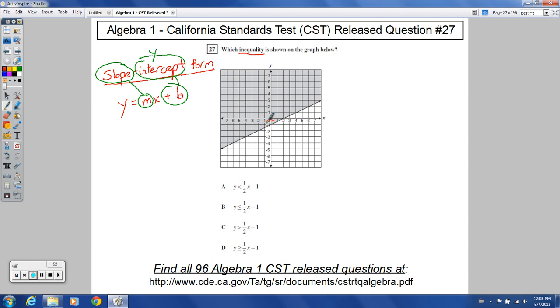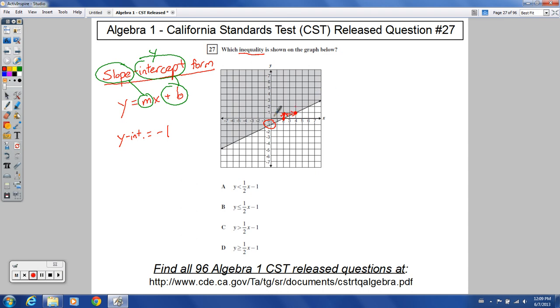Right here is my y-intercept. That's at -1. So the y-intercept equals -1, and for the slope, let's find a point and then another point that are right on the crosshairs of the grid line. So here's a point and here's another point. Those are right in the crosshairs. It looks like we are going up 1 and right 2.